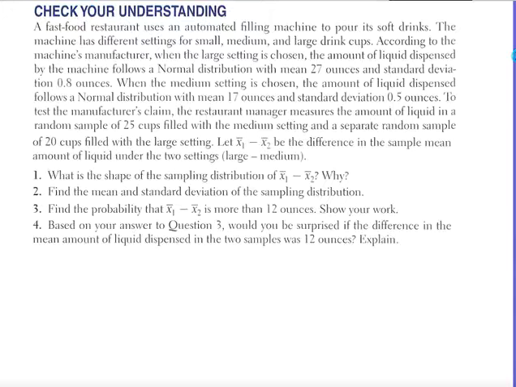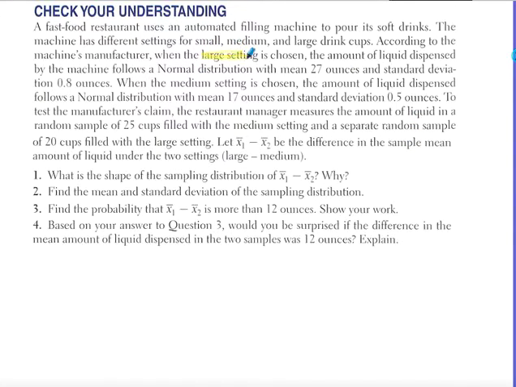To test the manufacturer's claim, the restaurant manager measures the amount of liquid in a random sample of 25 cups filled with the medium setting and a separate random sample of 20 cups filled with the large setting. Let x bar 1 minus x bar 2 be the difference in the sample mean amount of liquid under the two settings, large minus medium. So I'm going to start by going through and highlighting what goes with the medium and what goes with the large.